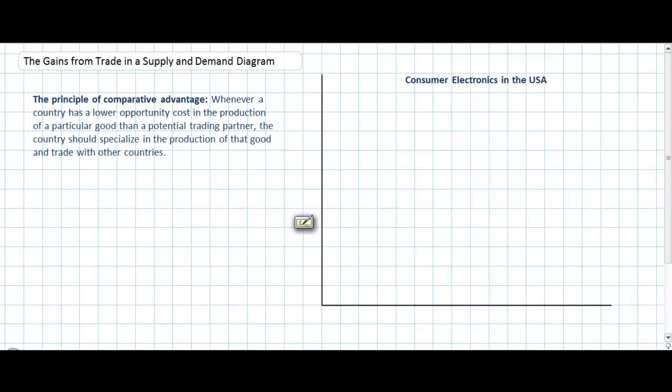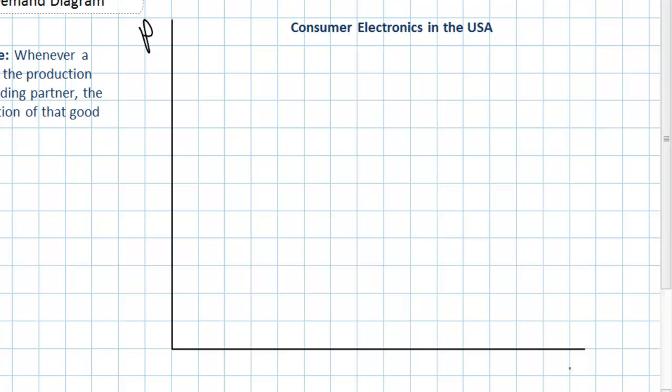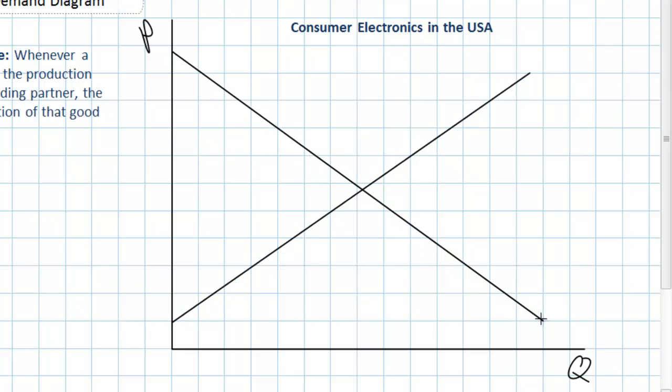Let's start by assuming that America produces all of its own electronics domestically. We have the price of electronics and the quantity of electronics produced within the United States. And based on the laws of supply and demand, we'll have an upward sloping supply curve for electronics and a downward sloping demand curve for electronics. Consumers will want to buy more electronics as the price falls, and producers within the United States will want to supply more electronics as the price rises.